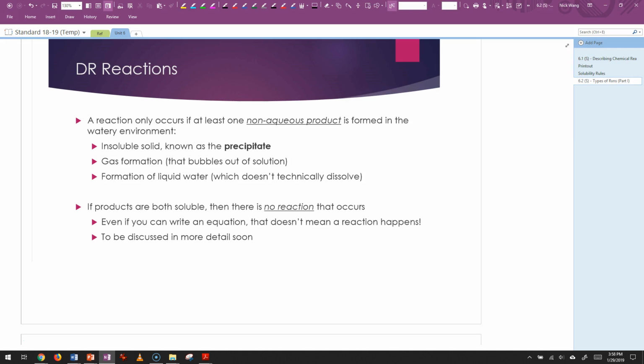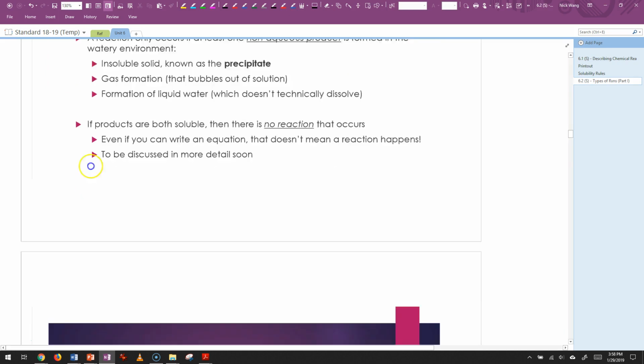However, if you end up having a situation where both products are soluble, no reaction occurs at all. And we'll talk a little bit more about why that works out. But basically, just because you can write an equation out doesn't mean that it's going to work. It just means that you wrote down an equation. So we have to verify whether or not a reaction will occur, even if the written reaction looks like it might anyway. So let's see how this works.